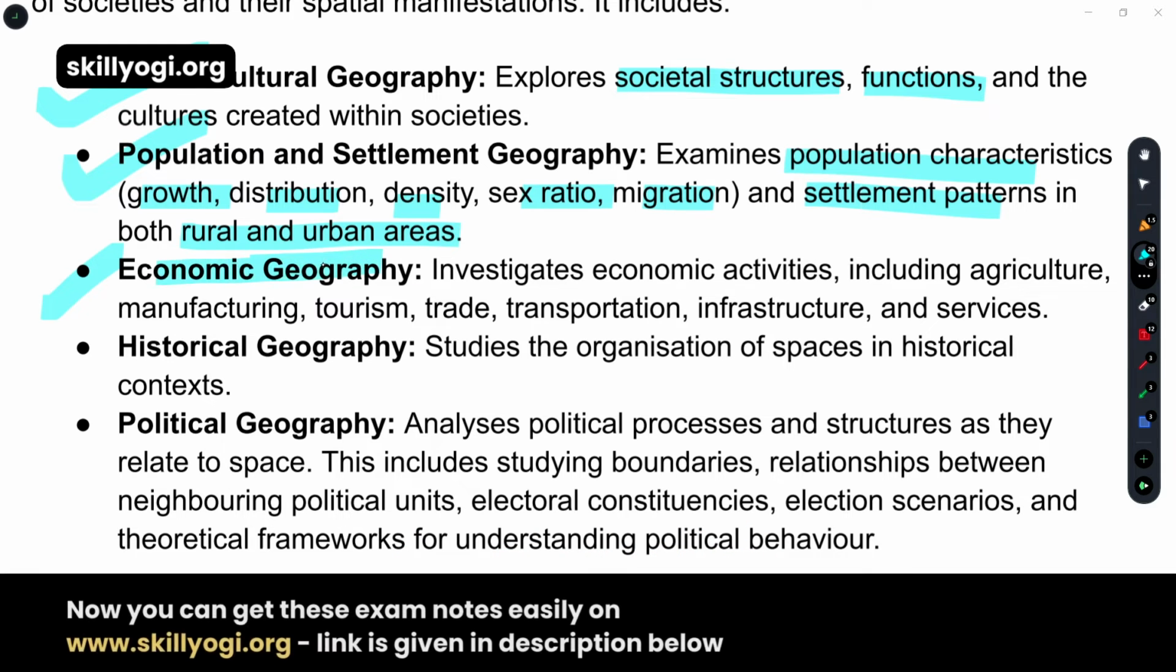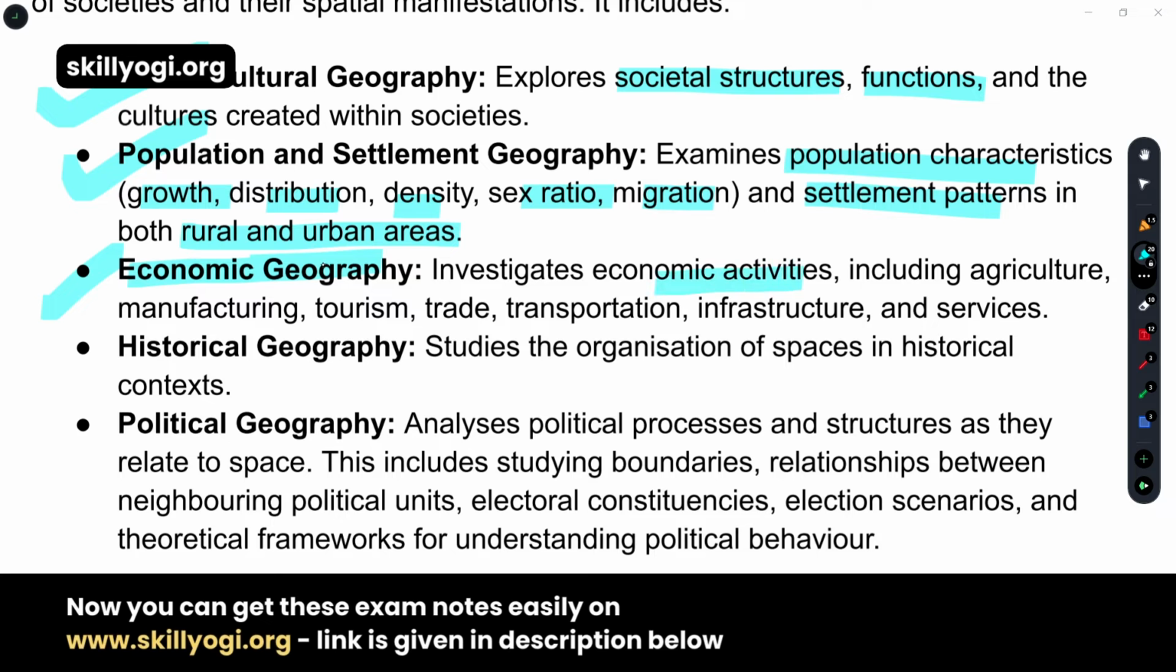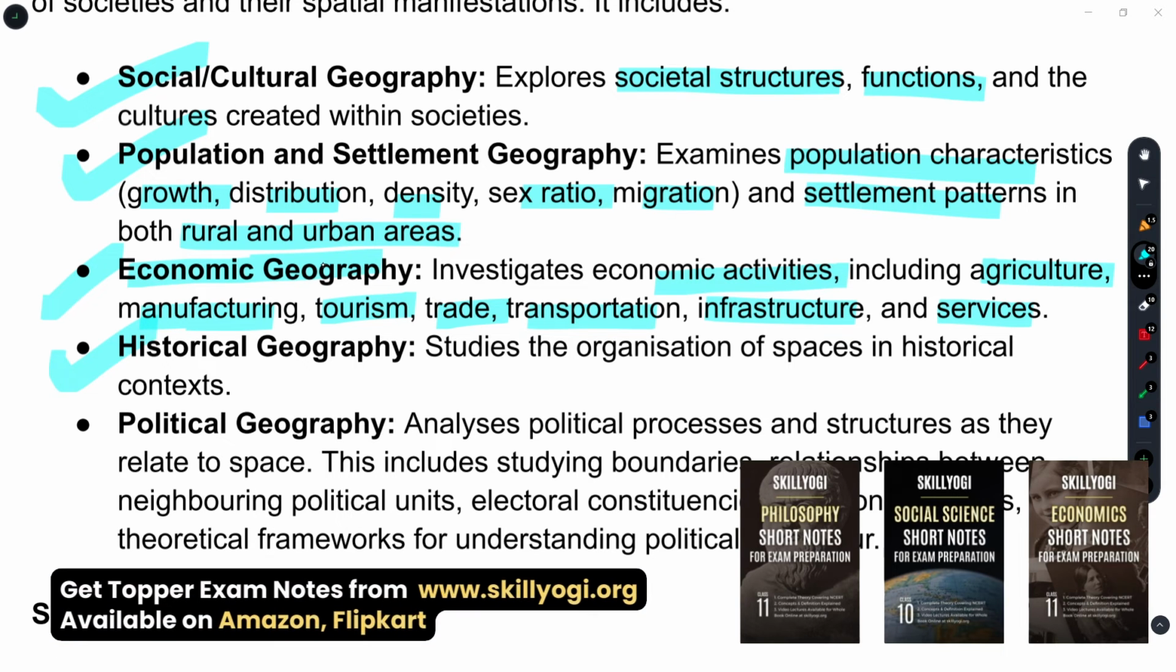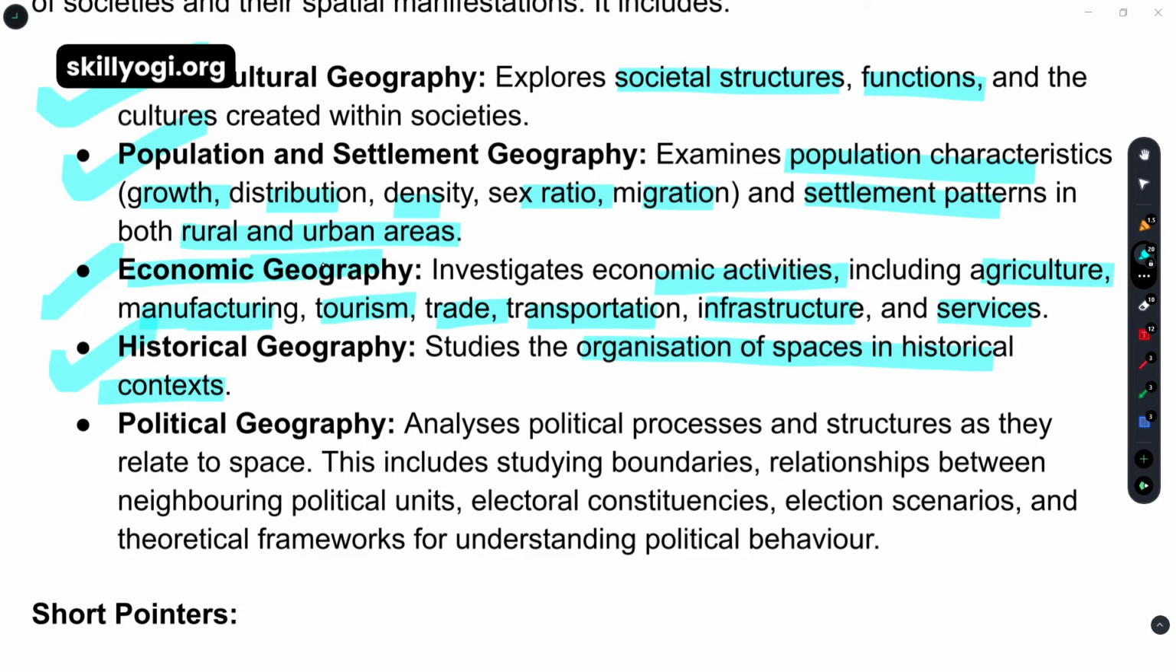Next part, economic geography. Obviously it is related to economic activities including agriculture, manufacturing, tourism, trade, transportation, infrastructure, and different services. Historical geography studies the organization of spaces in historical context. It examines the history of geography: from which sources the subject has come to us, why it has come to us, what were its main aspects and objectives. That is the main point of historical geography.